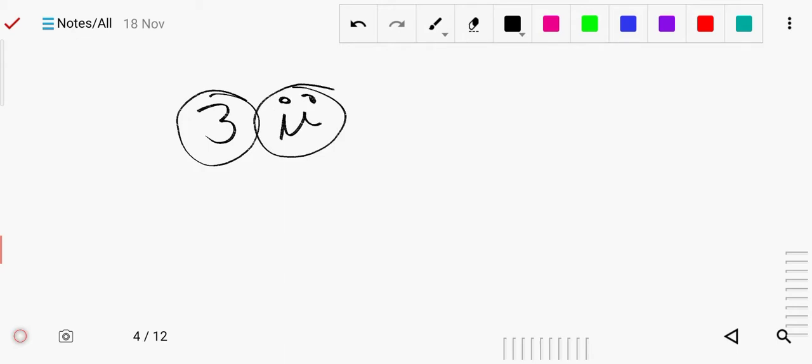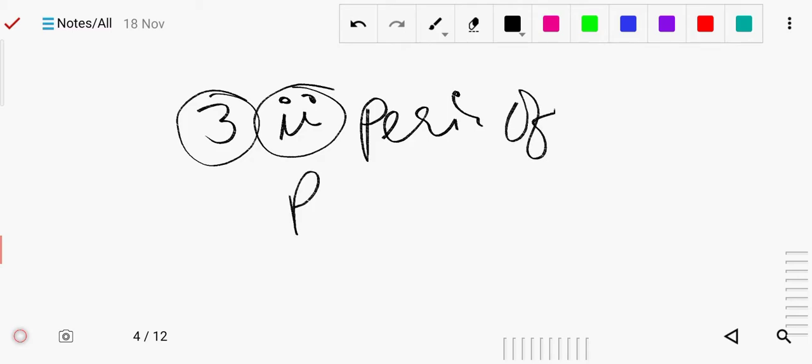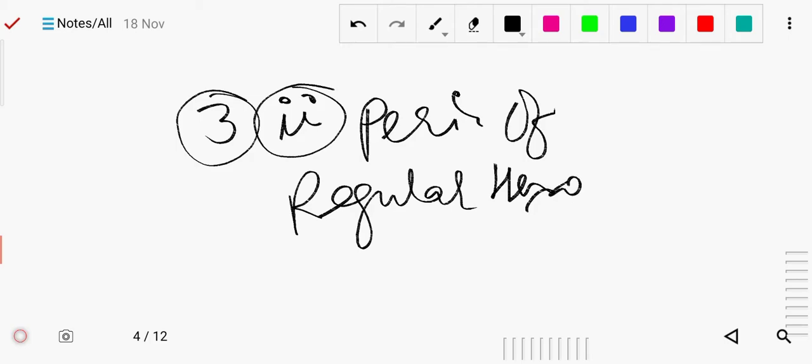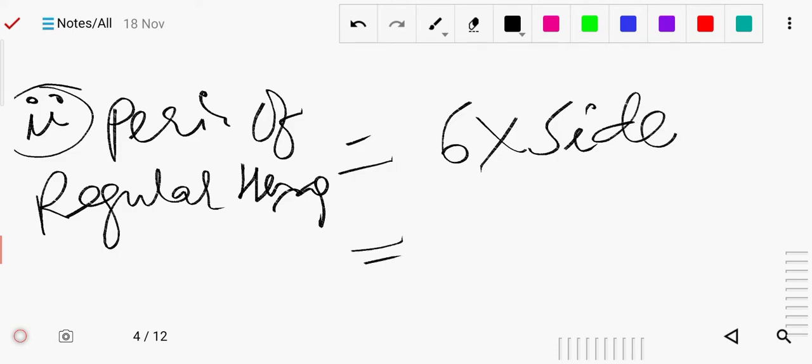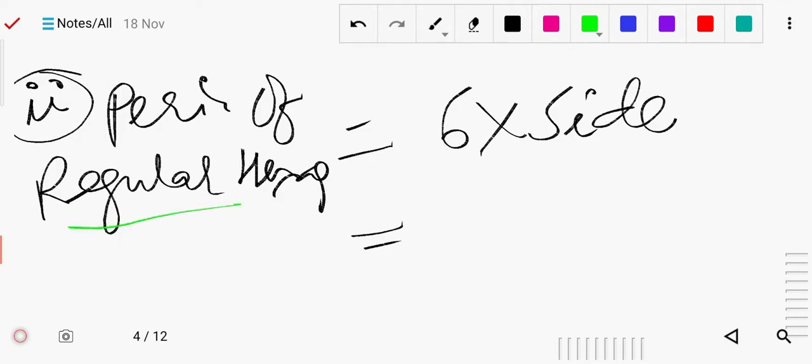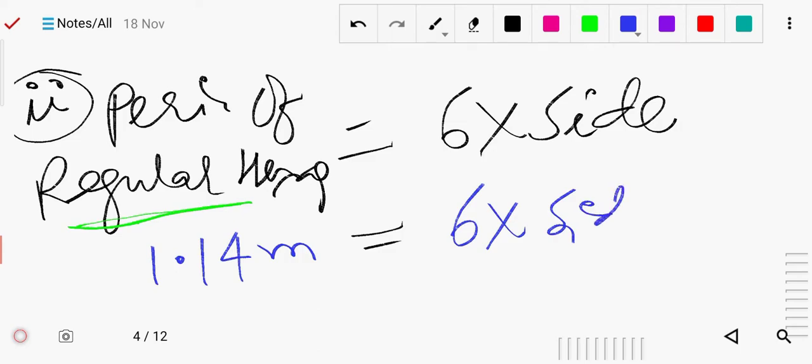So first of all, we write the perimeter formula. Perimeter of a regular hexagon. Okay, so what is the formula? 6 into side. Here the perimeter is given. So what is the value? The value is given, 1.14 meter. Now the side is not given, so write the same here.